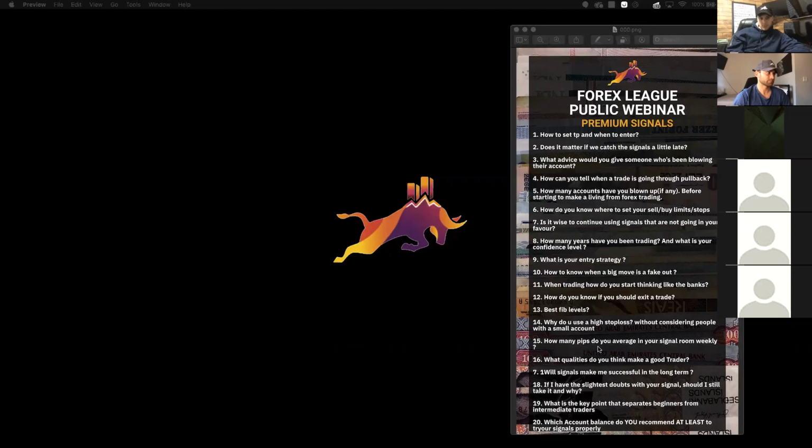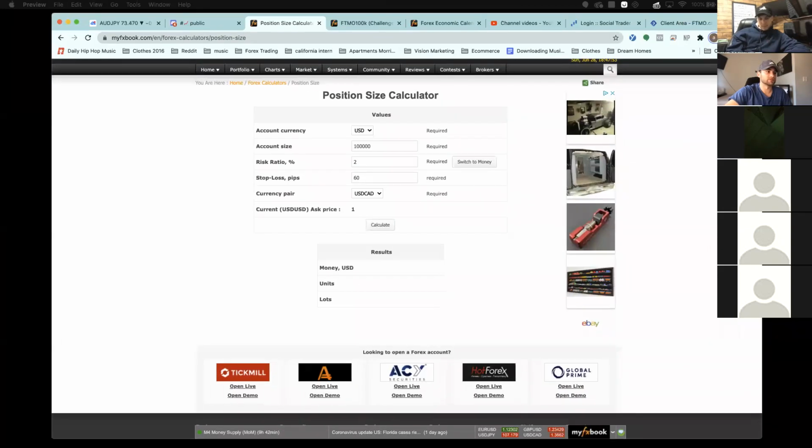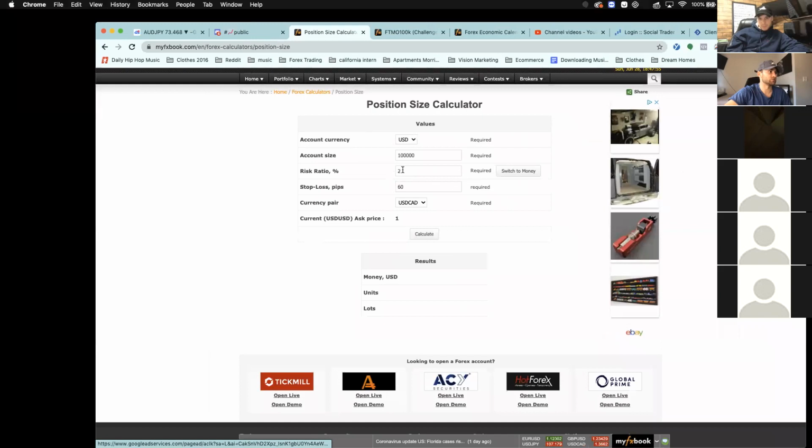A 100 pip stop loss or a 30 pip stop loss, it's the same percentage we're risking, so it doesn't matter what the stop loss is. That's why we recommend using the position size calculator. We use this on every single trade. I don't change this 2%.